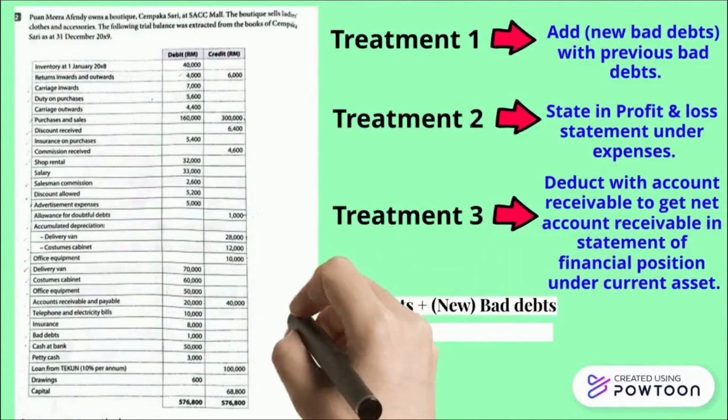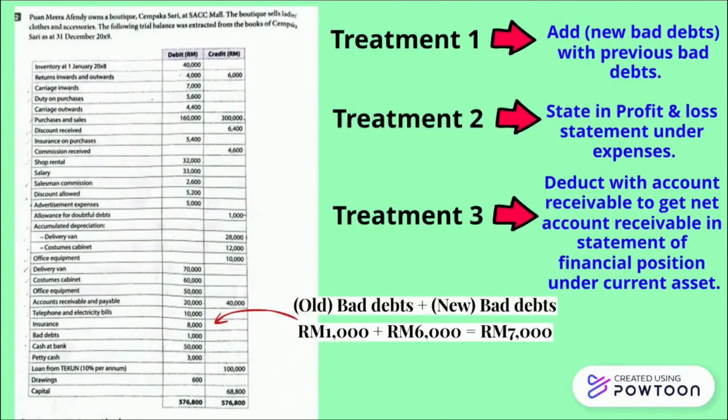First treatment, add new bad debt with previous bad debt. For the first treatment, we need to add the amount of bad debt given in the additional information with the previous amount of bad debt in the trial balance. In this question, the amount of bad debt in the additional information is 6,000, which needs to be added with the previous amount in the trial balance, that's 1,000. So 6,000 plus 1,000 equals 7,000, that is the new amount of bad debt, or the current amount of bad debt.